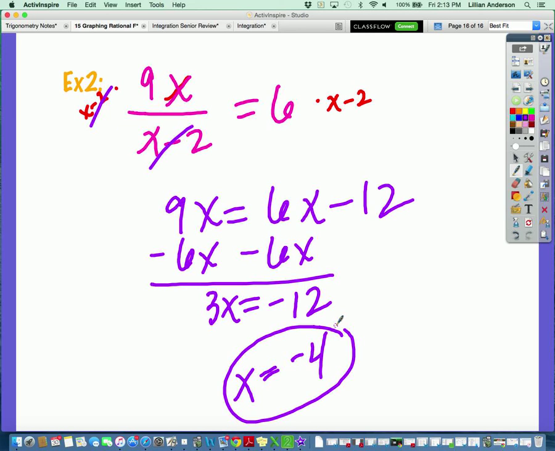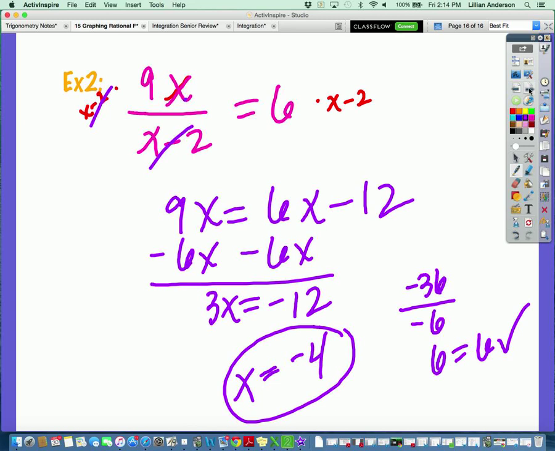Plug it into the original. If I plug in negative 4, what's 9 times negative 4? And what is negative 4 minus 2? And what does that divide to be? Checking. So negative 4 minus negative 6 over negative 6? Yep. 6 equals 6?